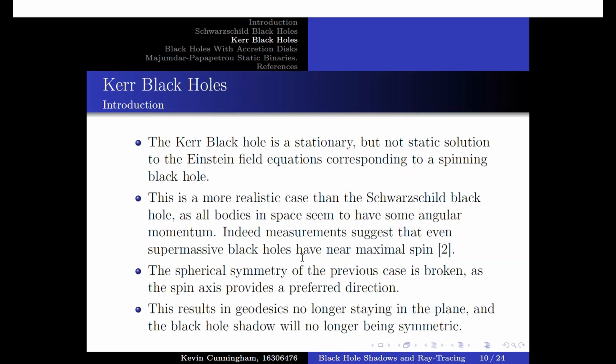Now, we don't have spherical symmetry anymore because the spin axis of the Kerr black hole provides a preferred direction. So we're no longer going to have geodesics staying in the plane, and we can no longer arbitrarily choose our equatorial plane. As well as that, our black hole shadow will no longer be symmetric.